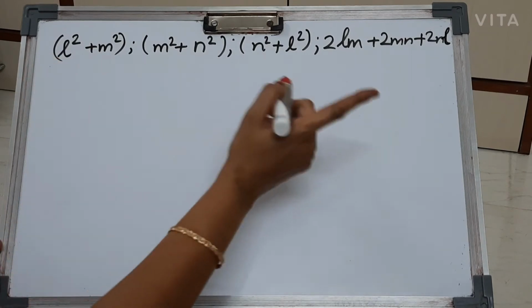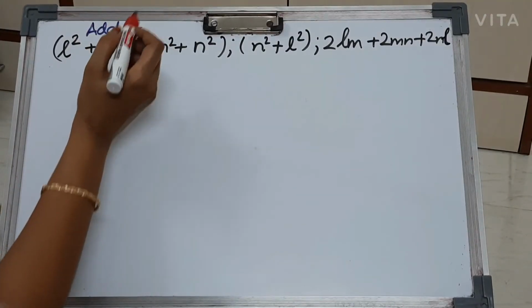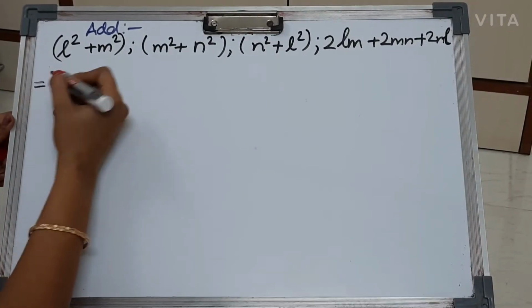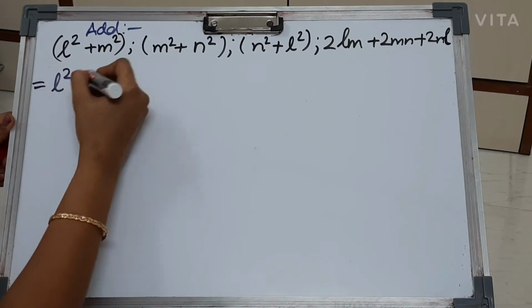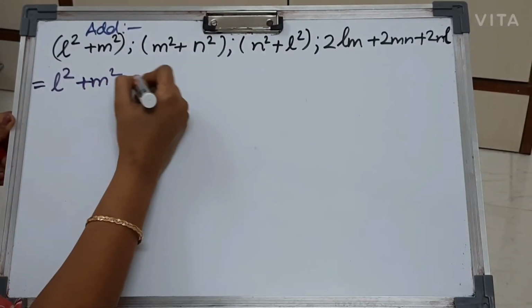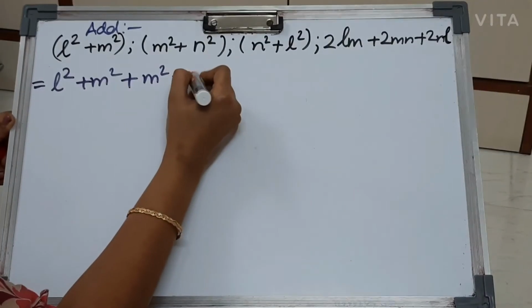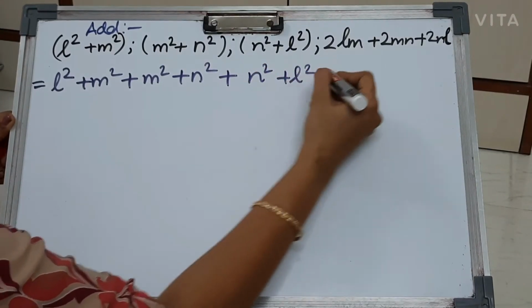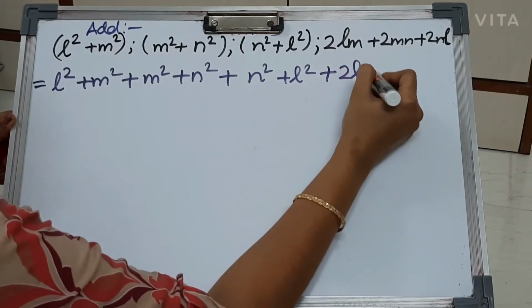Now this is my next question here. It seems very lengthy, but you see how I am going to add this. So very slowly we have to keep in account the like and unlike terms. l square plus m square plus m square plus n square. All the terms we need to add. So we will write here like this.